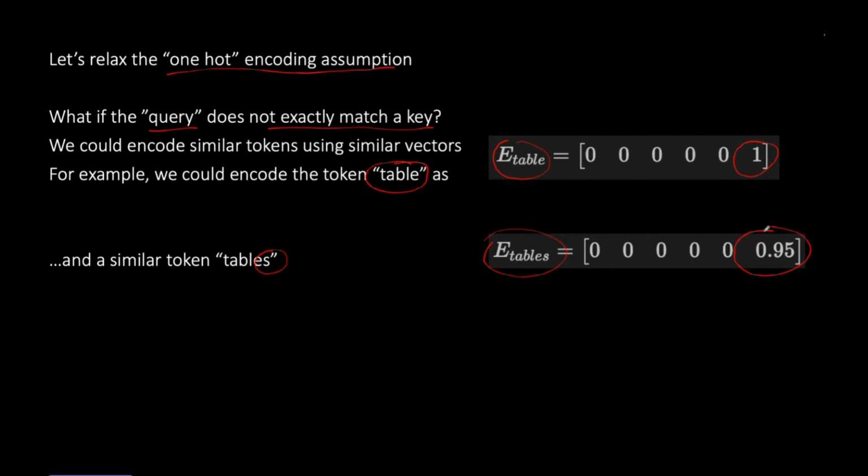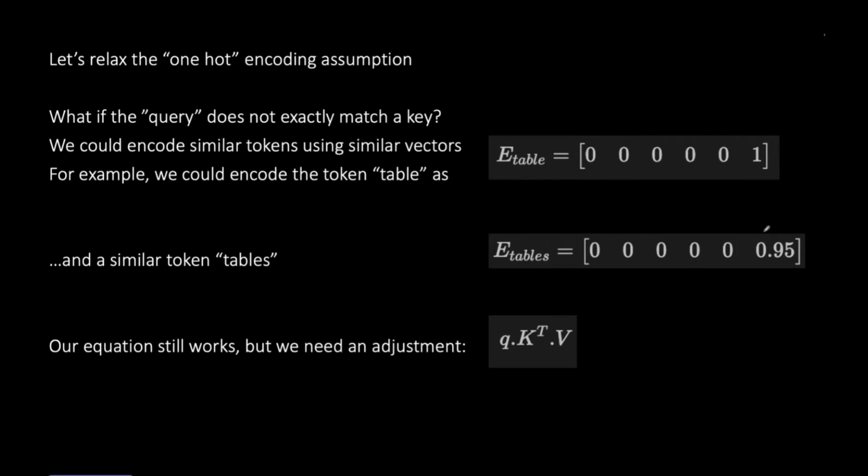So what happens then? Does our mechanism still work? Well, it turns out that it does work. We just need a minor adjustment. One of the things that we had implicitly here was that the multiplication, the Q times key transpose, is acting like a weight selecting the rows of B. So we are selecting the rows of matrix B.